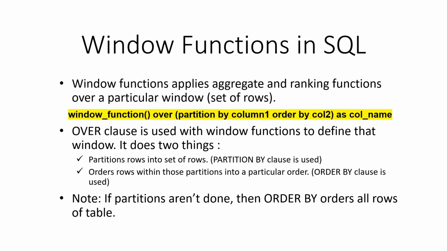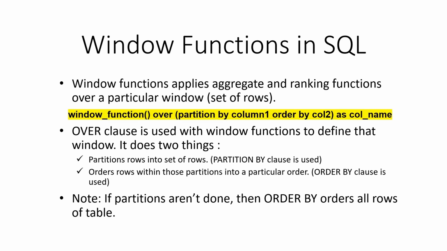The OVER clause is used in window functions to define that window. It does two things: it partitions the data into sets of rows, and orders the data within those partitions in a particular order. One very important thing to note is that the PARTITION BY clause is optional. If we don't use PARTITION BY column one, it will just consider all the data as one partition and order the data according to the given column in ascending or descending order. But the ORDER BY clause is mandatory. This is a very good interview question.